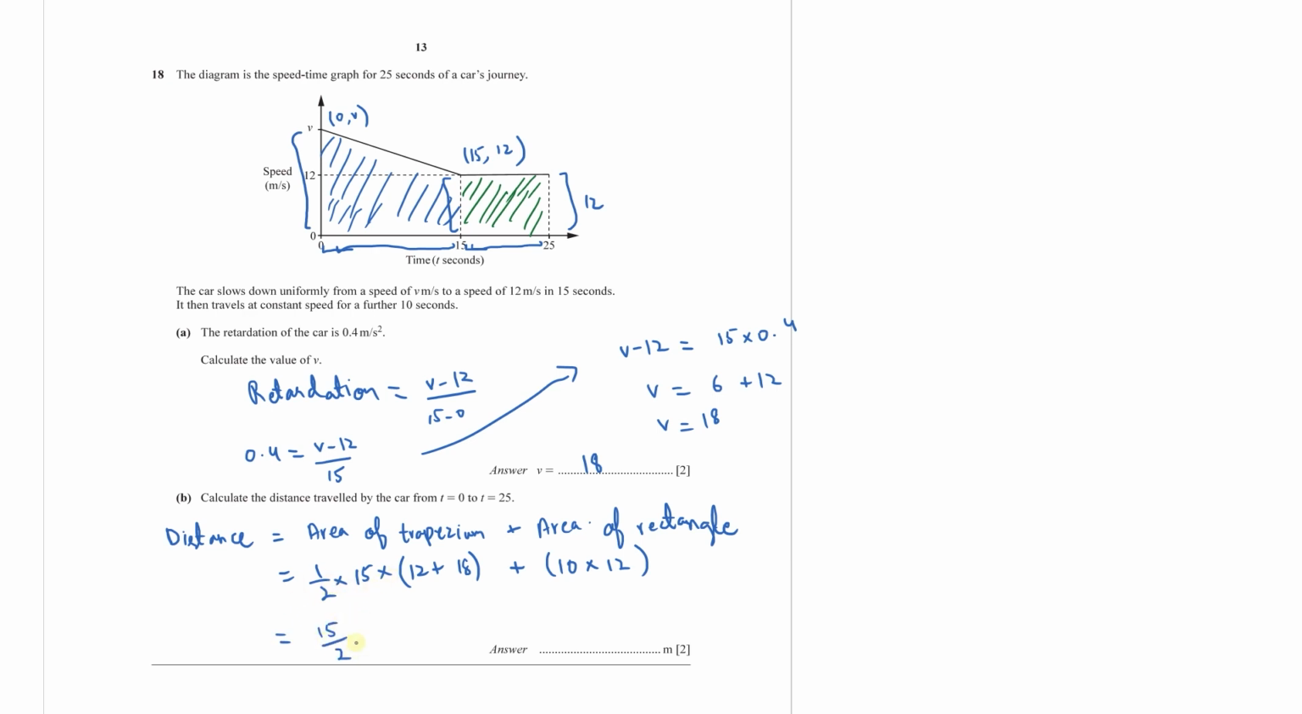This is 15 by 2 into 18 plus 12, which would be 30. And then plus 10 times 12 is 120. Then I can write this as 15 times 3 is 45, and then 450 by 2 plus 120. So 450 by 2 would be 225. 225 plus 120, and then if you add them together, 345. So your distance traveled is 345 meters.